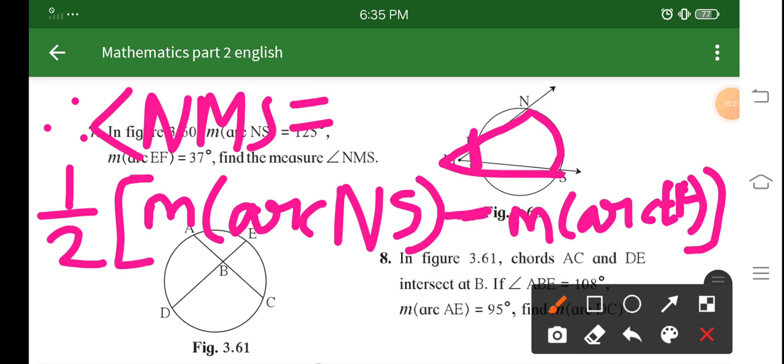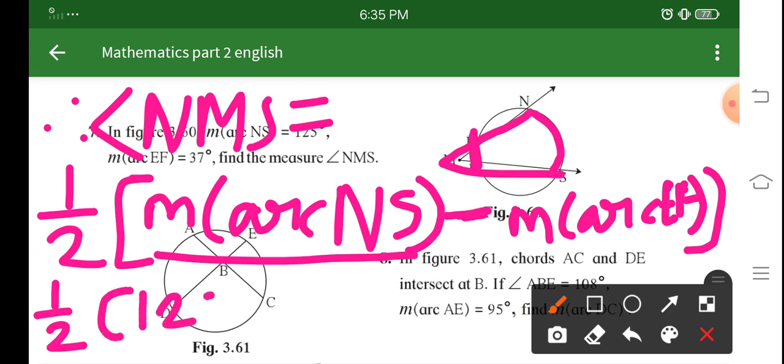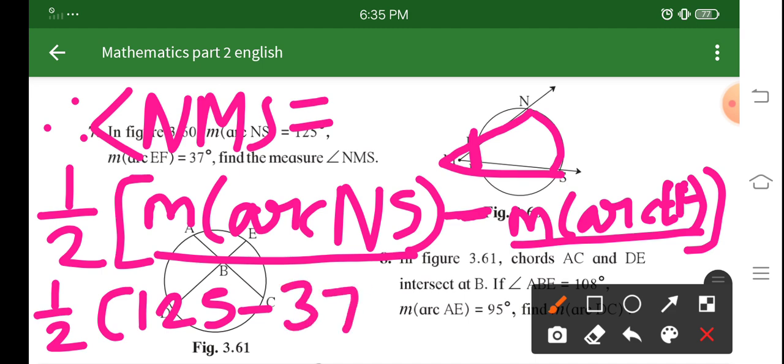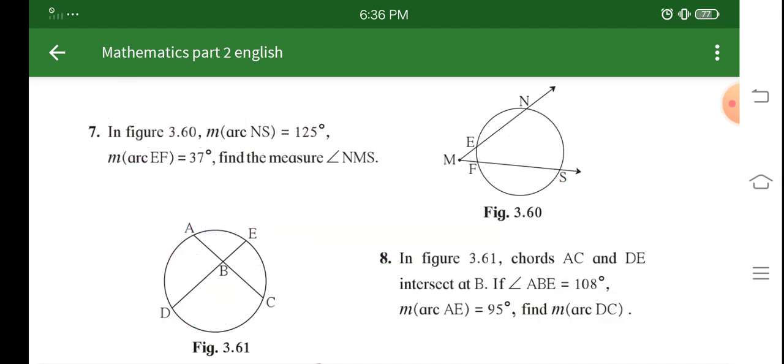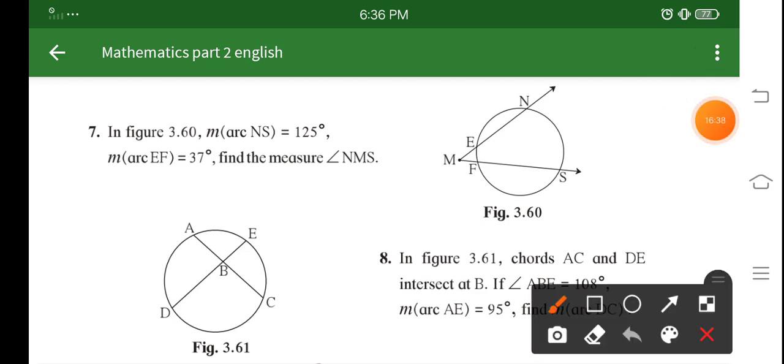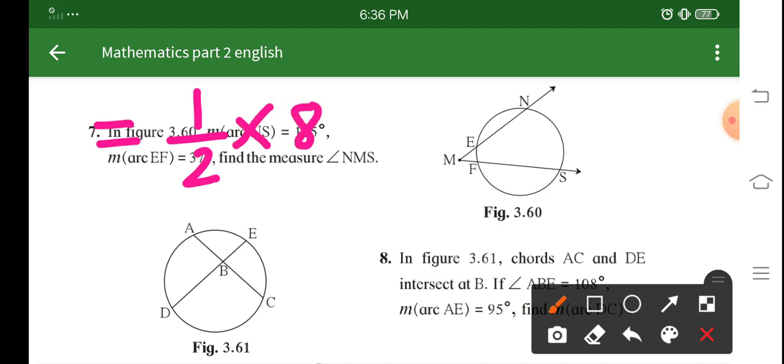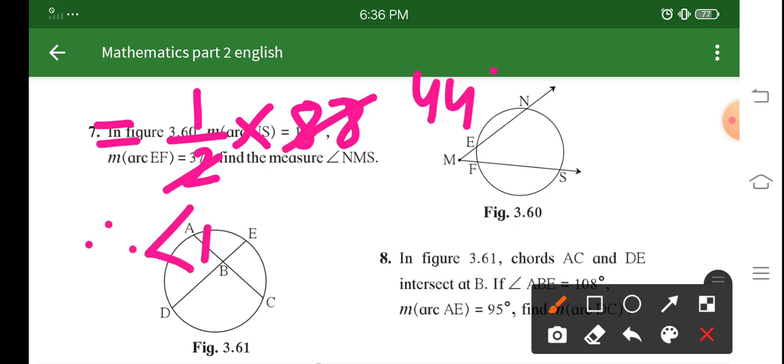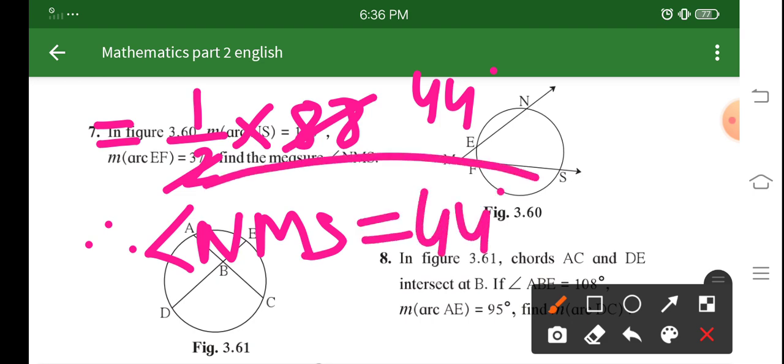See, we have 1/2. We have the value of this major arc NS. NS they have given 125 degree, right? Then minus and major arc EF also they have given 37. Okay. So just solve this, you will get the answer. What is the answer? 1/2. When you minus 125 minus 37, you will get 88. Now just divide it, you will get 44. So we have angle NMS will be our 44 degree. I think this is clear.